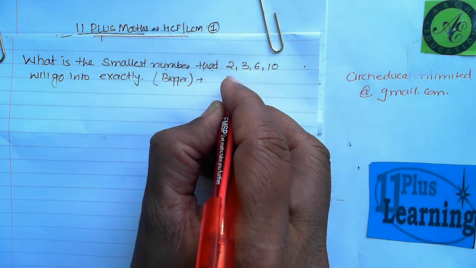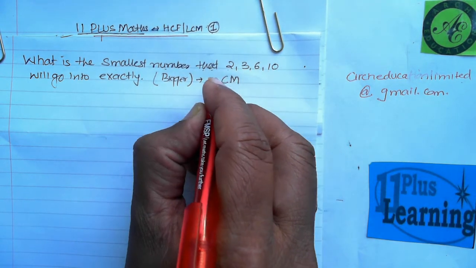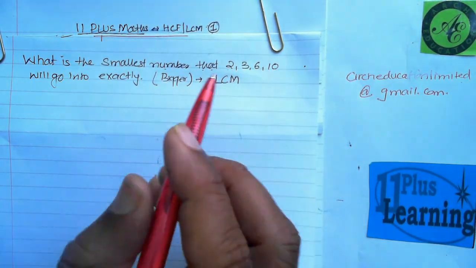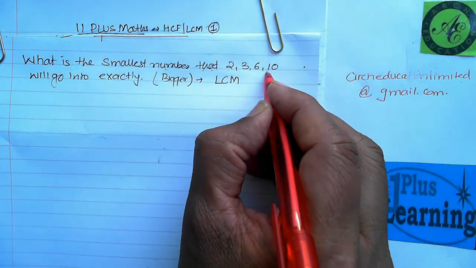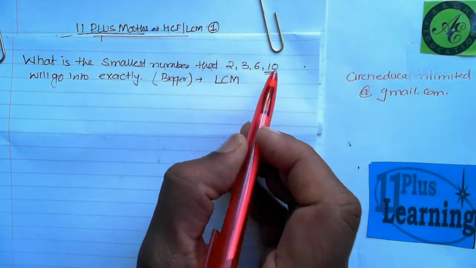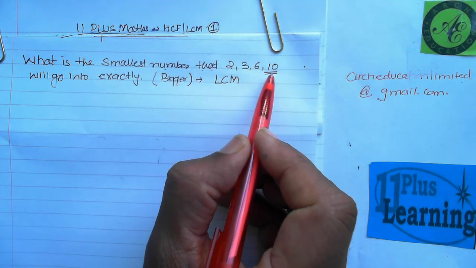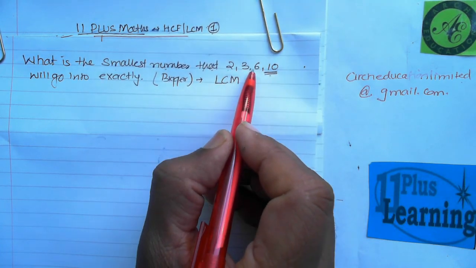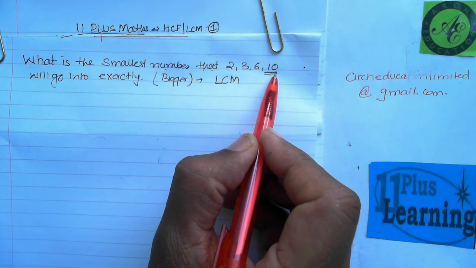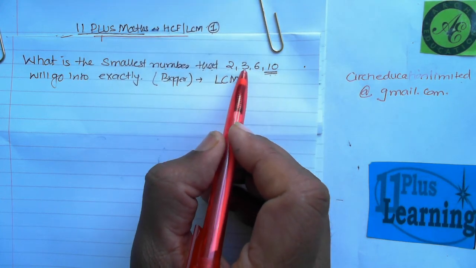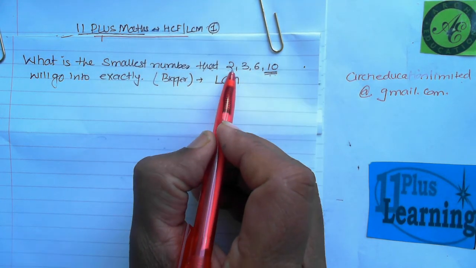Now guys, we're going to find the LCM of these numbers. We can just do one simple thing: find out the times table of 10 and see which number 2, 3, 6 and 10 all go into. 10 times 1 is 10, 2 goes into it, 6 doesn't, 3 doesn't, so 20. 2 does, 3 doesn't, 6 doesn't, 30. 2 does, 3 does, 6 does, 10 does, so 30 is the answer.